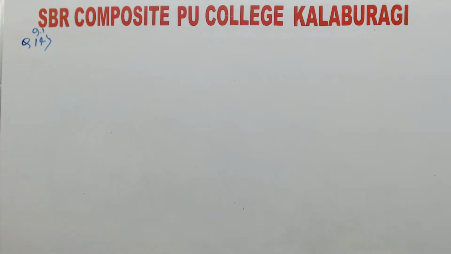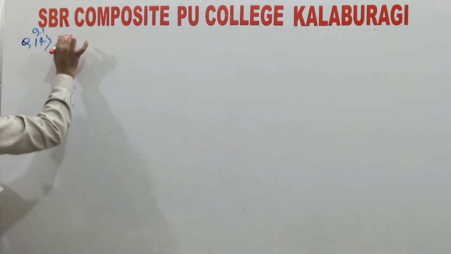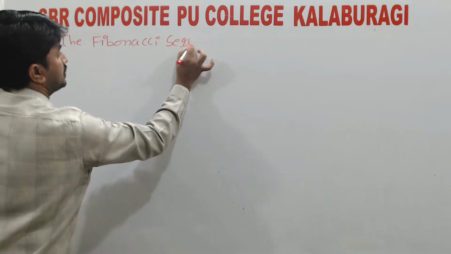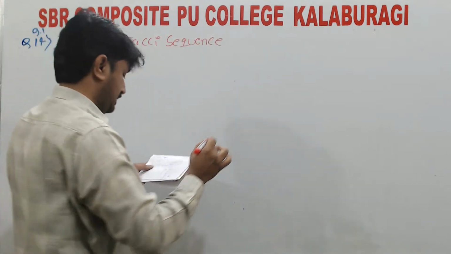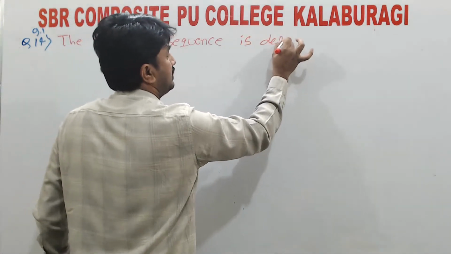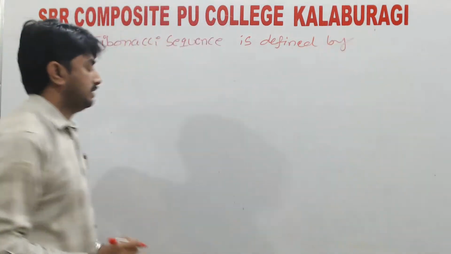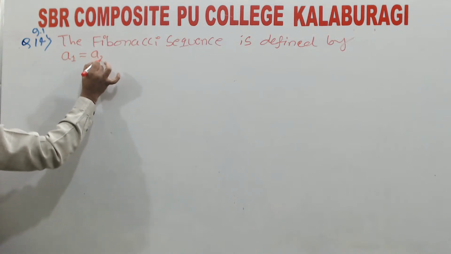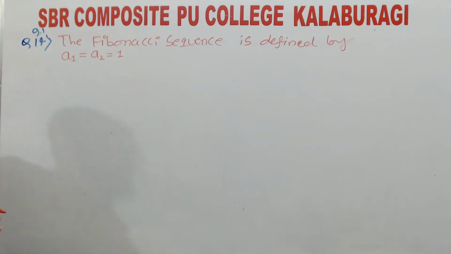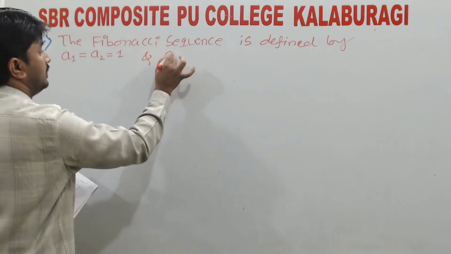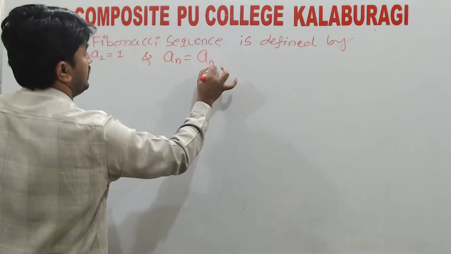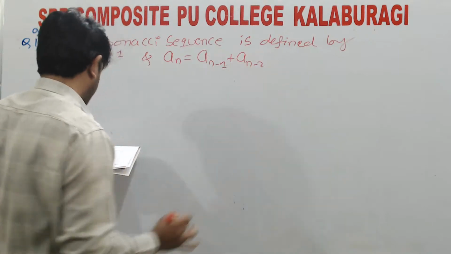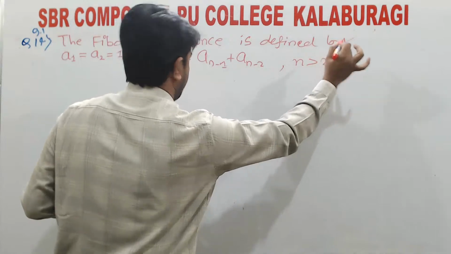I will write the question here. The question is: the Fibonacci sequence is defined by a1 equal to a2 equal to 1. It is the condition of Fibonacci, and the given condition is an equal to an minus 1 plus an minus 2, and n is always greater than 2.